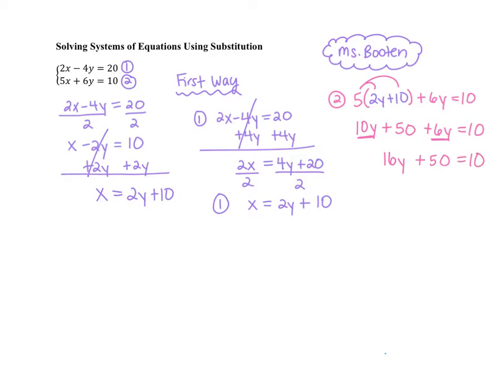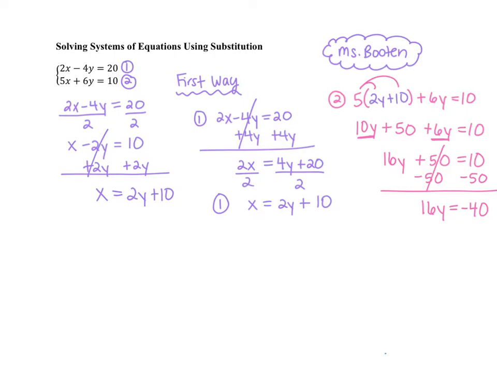Now this is a normal two-step equation, so we need to isolate the term with the variable. So we need to get rid of the positive 50 by subtracting 50 from both sides. So that zeroes out the 50 on the left side, leaving us with 16y equals, and then 10 minus 50 is negative 40. Remember, use a calculator if you can't do it in your head.